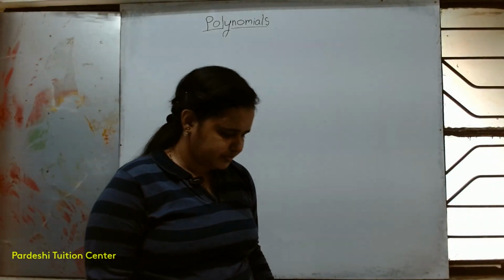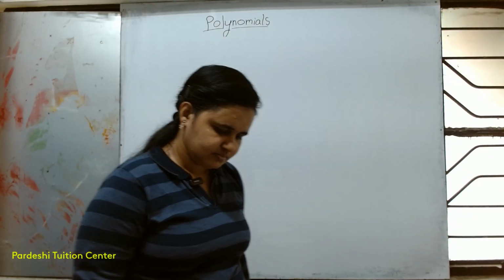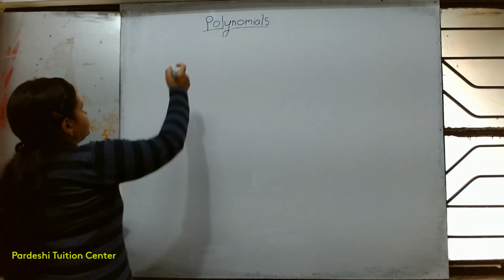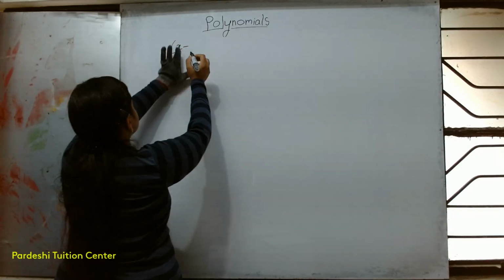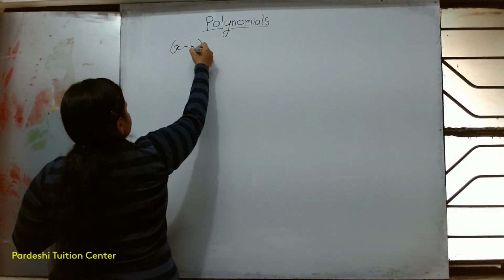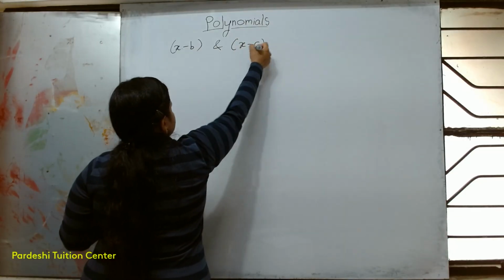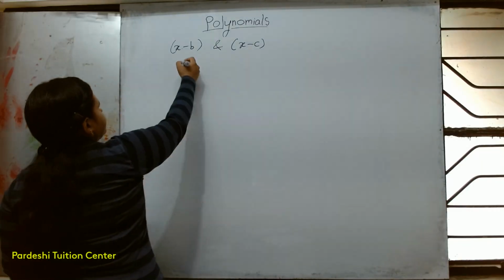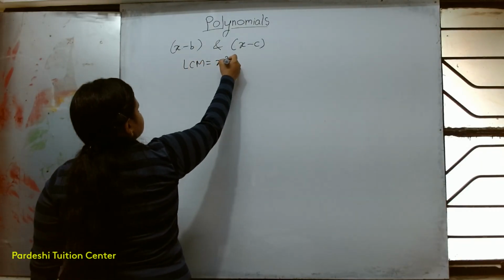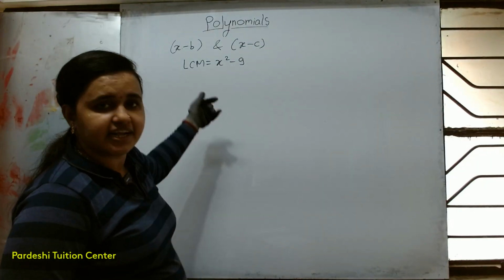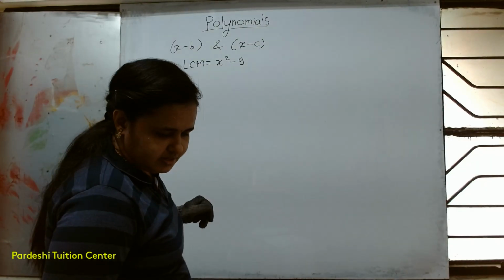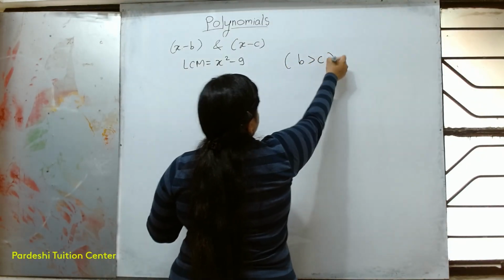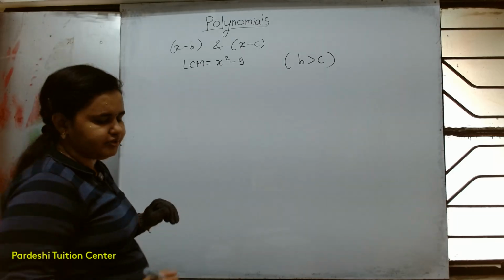Now the matrix match type. The LCM of x minus b and x minus c is given. These are two polynomials, and their LCM is given as x square minus 9. One condition is also given: b is greater than c. And we have to find 2b plus 4c.